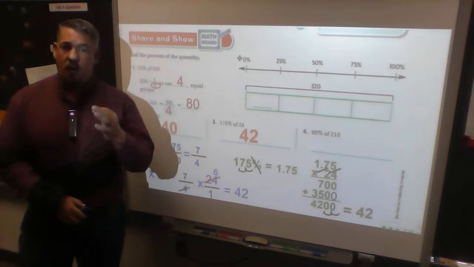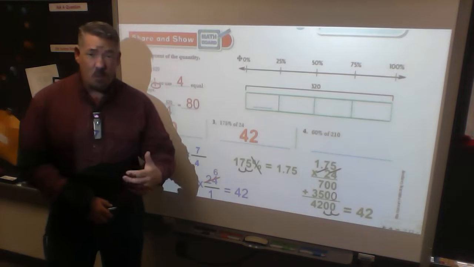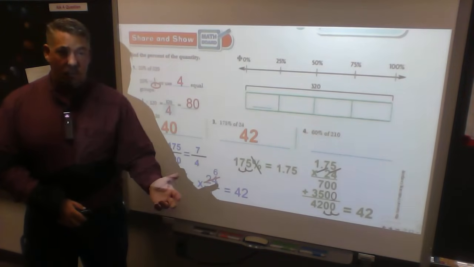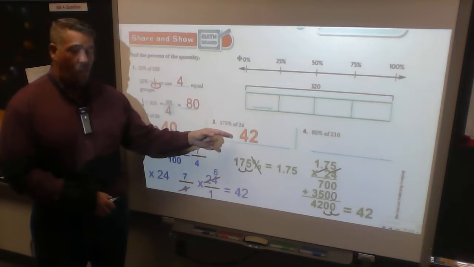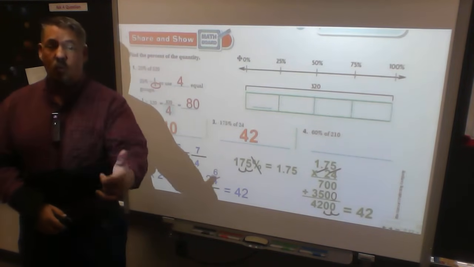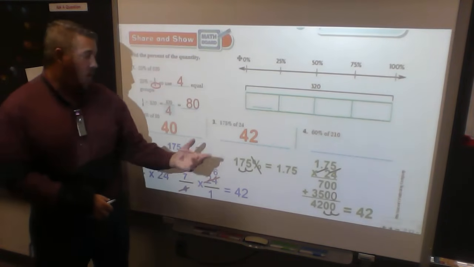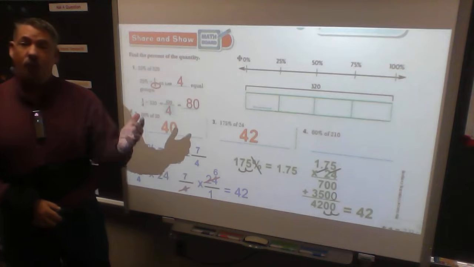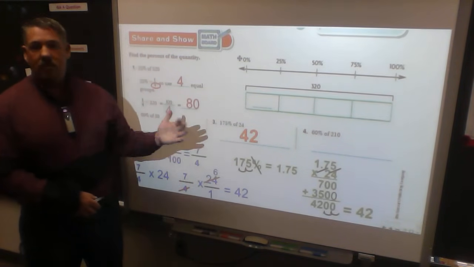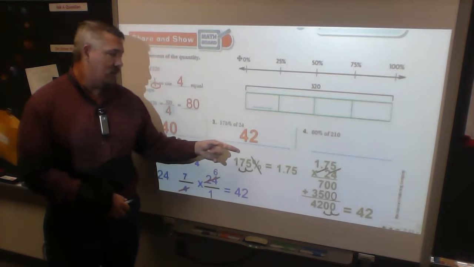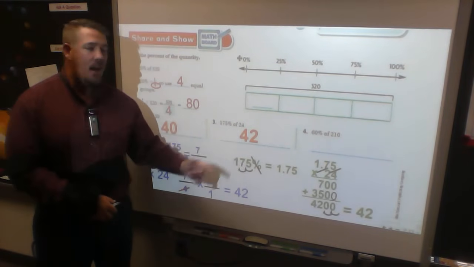Now here's where understanding percentages and what they mean helps us. We have a number that's larger than the number we started with. That's correct. If I had 100% of 24, it would have to be equal to 24. If I had 200% of 24, I would have to double it, and I would get 48. So if I have 42, which is less than 200%, but more than 100%, I know, mathematically sound thinking, that's got to be the right answer.